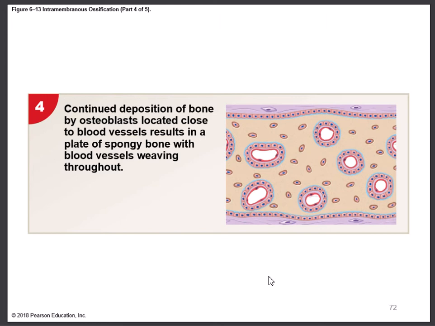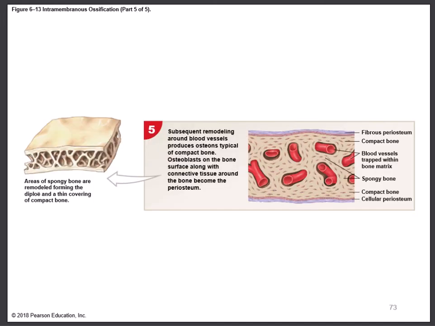All right, so the process just continues. We have continued deposition of bone by osteoblasts located close to the blood vessels, right? We really want to make sure that these blood vessels are being trapped inside the bone because that's where the bone marrow is going to be. Eventually, we'll have a thin layer again of compact bone here, a thin layer of compact bone here, and then the spongy bone in between. These are going to be the trabeculae. Here's where the bone marrow is going to be.